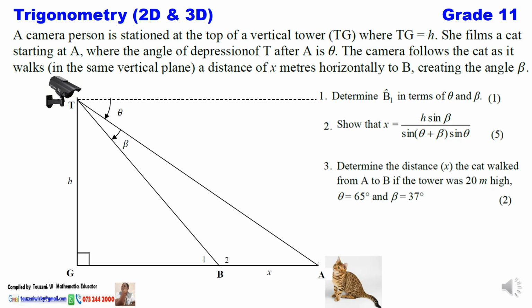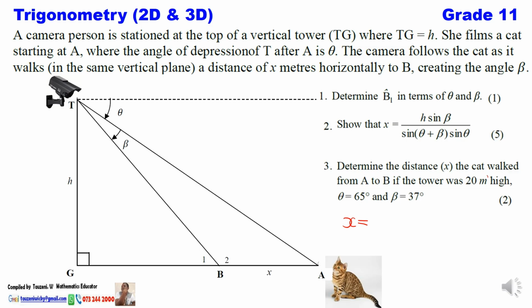The last question is basically substitution. We know that from question 2, the distance traveled by the cat is equal to x, and x is given in terms of sine theta plus beta, sine theta, sine beta, and h. So to determine the numerical value of the distance, we need to do substitution.